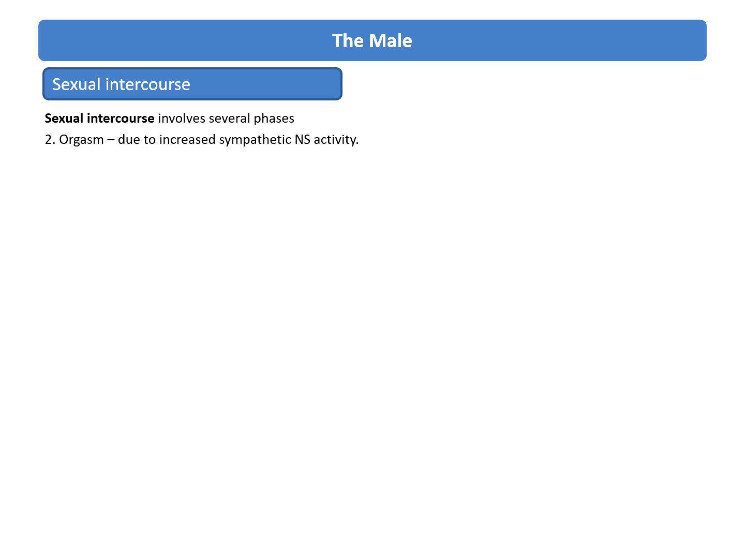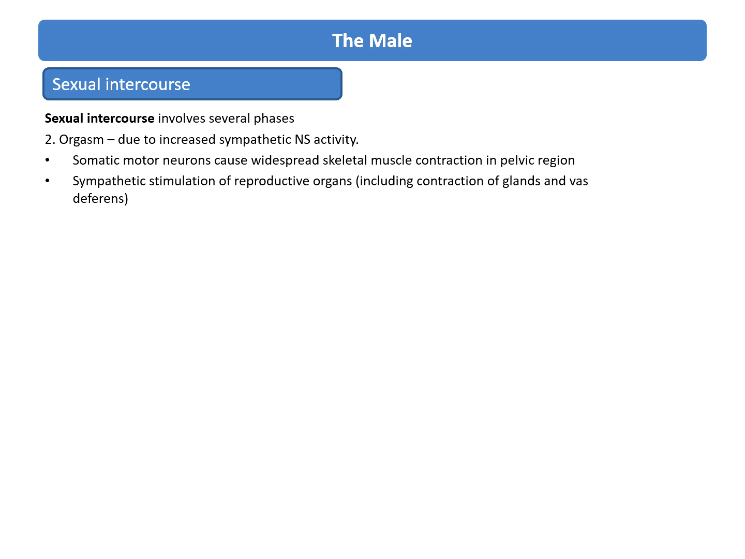Orgasm is due to increased sympathetic nervous system activity. Somatic motor neurons cause widespread skeletal muscle contraction in the pelvic region. Sympathetic stimulation of reproductive organs occurs, including contraction of the glands and the vas deferens. Pleasurable sensation is involved. The internal urethral sphincter contracts to prevent urine from exiting the urinary bladder.